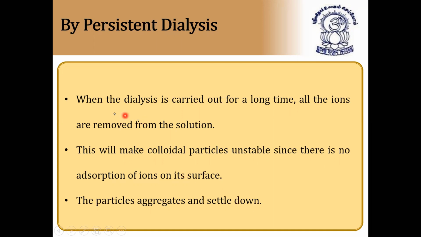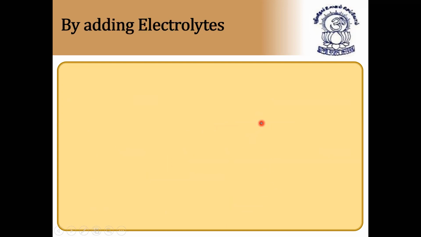So that's what I told you. Purification of blood can be done by using dialysis. When the dialysis is carried out for a long time, all the ions are removed from the solution. This will make colloidal particles unstable since there is no adsorption of ions on their surface. As all the ions are removed, the particles aggregate, settle down and become a precipitate. So this is called persistent dialysis.